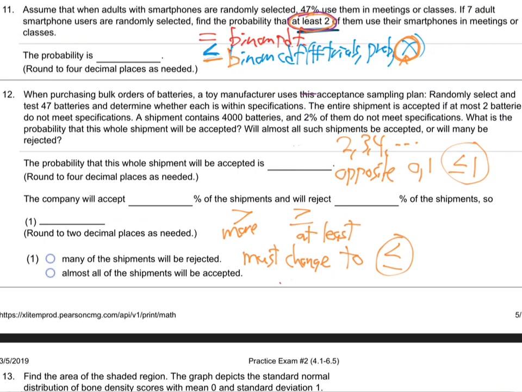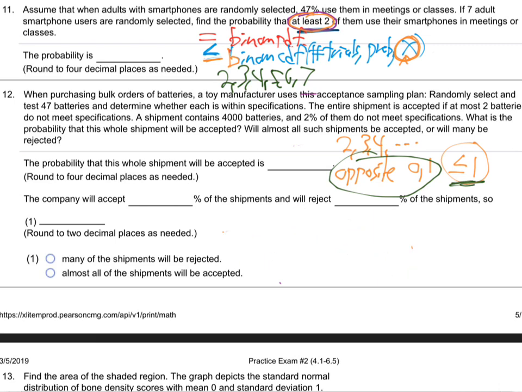So, trials, probability, X. What are they asking on this question? They're saying at least 2. So just think real life. What does that mean when somebody says at least 2? 2, 3, 4, 5, 6, or 7. That's what they want. And what's the opposite of that? 0 or 1, which is less than or equal to 1. That's what you stick in your binom CDF, because that's all the binom CDF can handle.